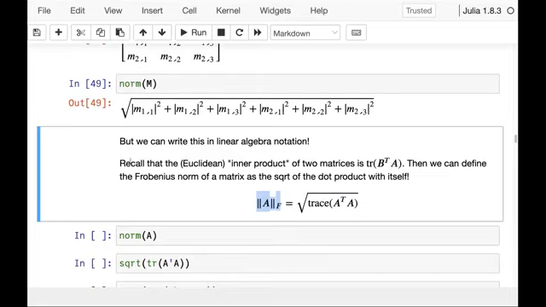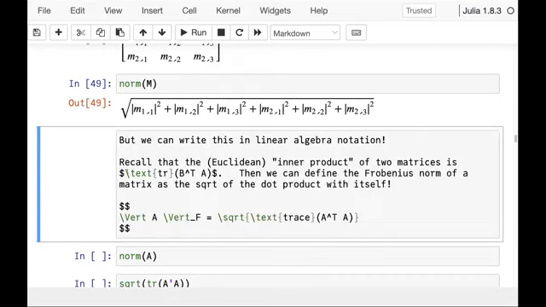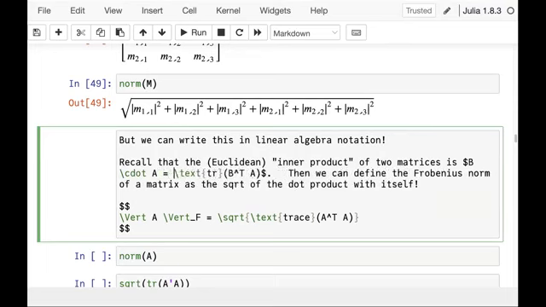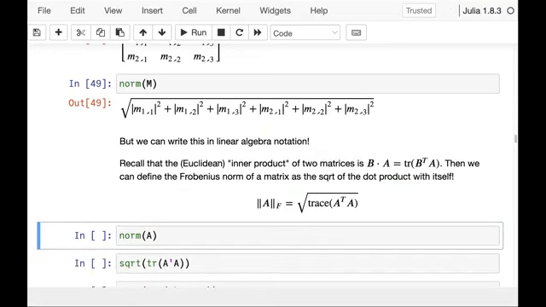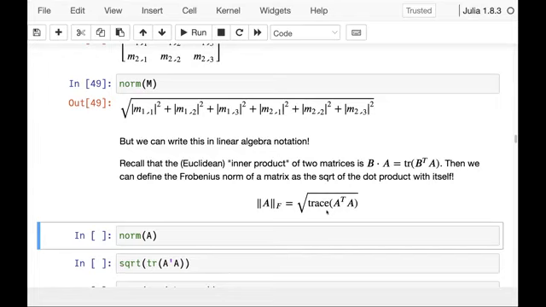Later on, it says recall, but I think we haven't done this yet. We're going to generalize this to think about a dot product of matrices. We'll think of B dot A as the trace of B transpose A. So this is like the dot product of A with itself. This is going to become important in defining the gradient of matrix functions like determinants and traces and so forth. Anyway, this is kind of an aside.